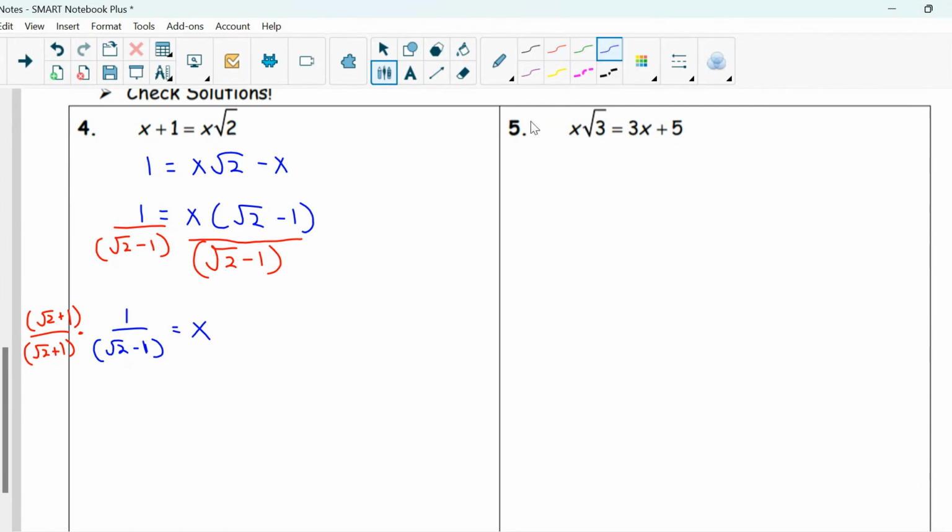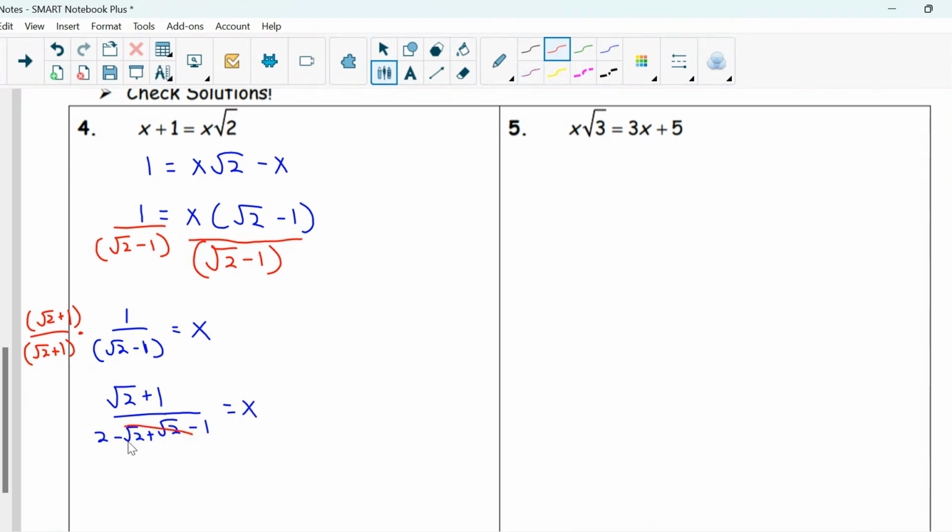Okay, multiplying that in my numerator here, I've got square root of 2 plus 1 over, and then in my denominator, I'm going to need a FOIL. So square root of 2 times square root of 2 would give me 2. Square root of 2 times negative 1, negative square root of 2. 1 times the square root of 2 gives me positive square root of 2. 1 times negative 1 gives me negative 1. And all of that is going to equal x.